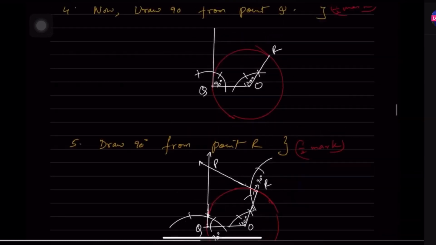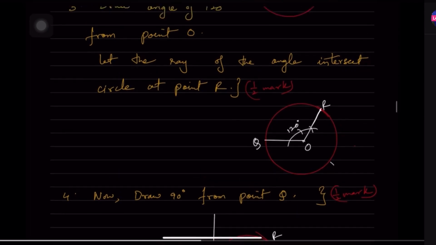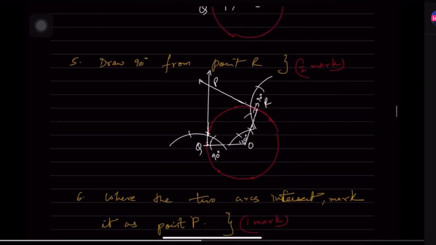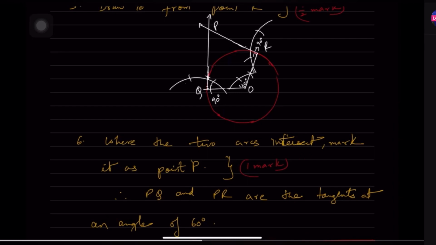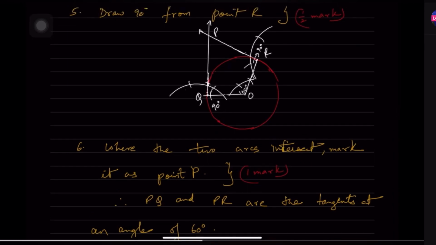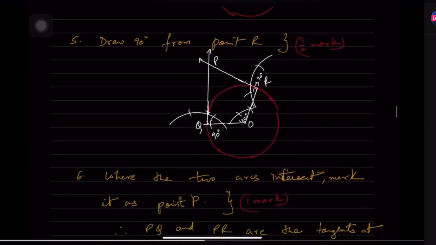For this also having half mark. For drawing from Q also having half mark. Drawing 120 degrees also having half mark. Then where the two arcs intersect, mark it as point P. That is the point P. So where these two arcs intersect, that is the point of intersection. Therefore PQ and PR are the tangents at an angle of 60 degrees. So therefore this will be giving you 1 mark. So these are inclined at an angle of 60 degrees.